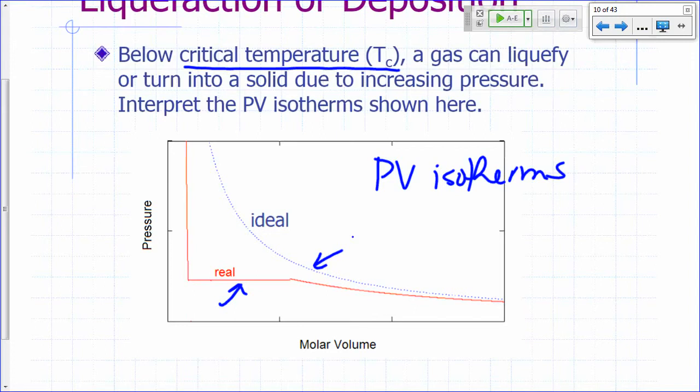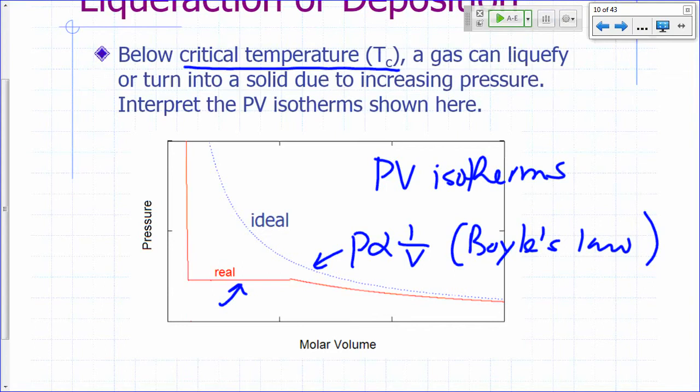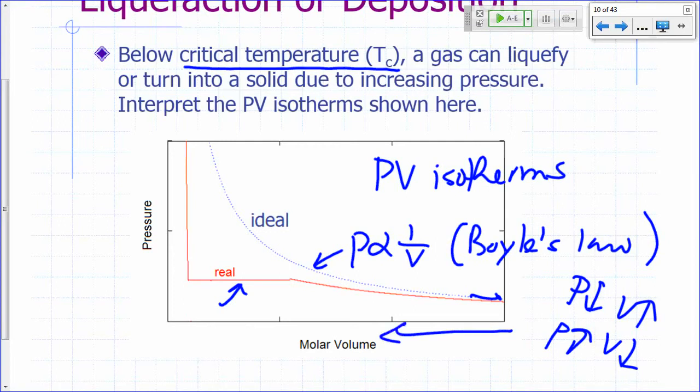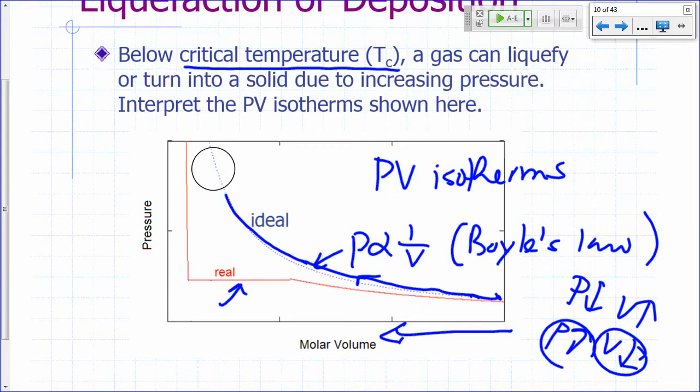So what does this ideal curve say? Pressure is inversely proportional to volume, right? That's Boyle's law. Imagine you have a gas with high volume right here, low pressure. What happens if you shrink your volume? Remember Boyle's law? Pressure goes down as volume goes up, pressure goes up as volume goes down at the same temperature. So if I shrink my volume, my blue curve starts to rise. Volume goes down, pressure goes up. As I keep compressing my gas, my volume keeps going down, my pressure keeps going up. That's the ideal behavior.